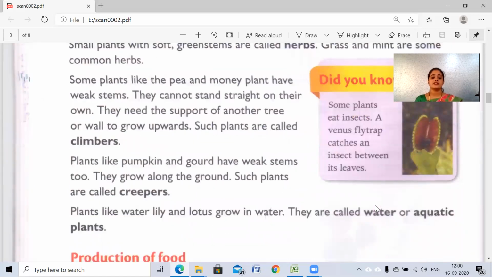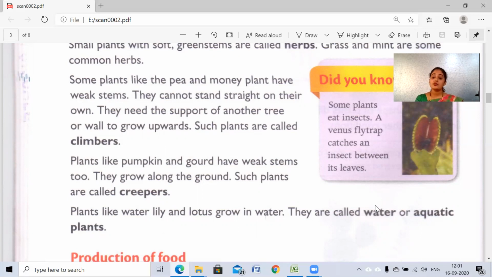Other group of plants are creepers. They will creep on the ground, like pumpkin, watermelon. They will not stand also. Their stem is soft. They will creep on the ground. They will grow on the ground. So that's why we gave the name as creepers. Okay, now children, we call them as creepers.